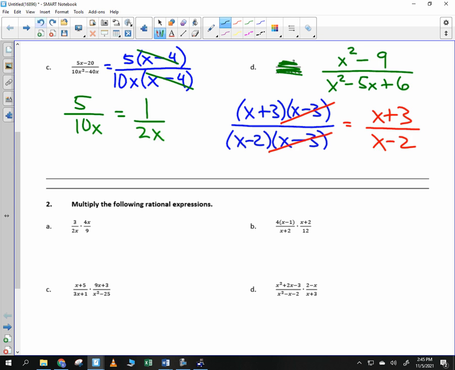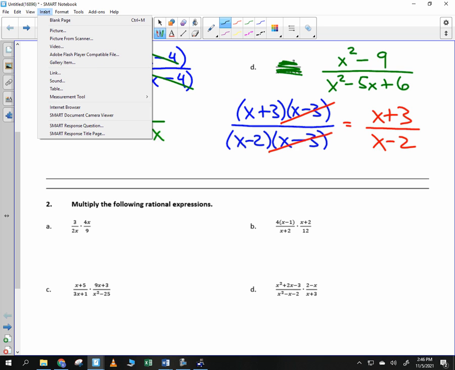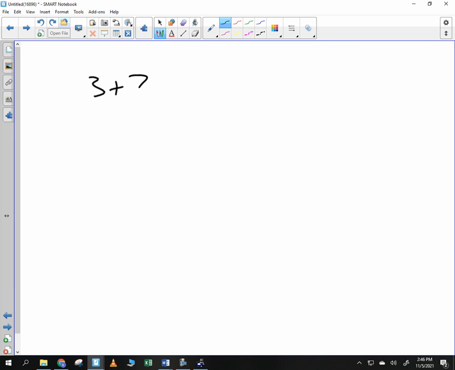Can I get rid of the x's? Gone, right? No, no, no. Nope, that would be canceling parts again. Again, if you had, say, 3 plus 7 divided by 3 plus 1, you can't just cancel those and say the answer is 7, can you? Doesn't work like that, does it?